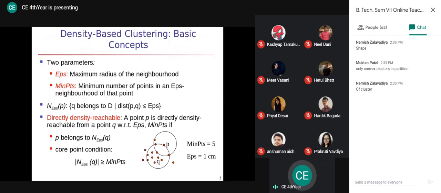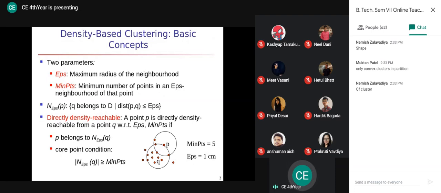With this basic understanding, we have started the discussion of DBSCAN. For that, we have discussed these two parameters, epsilon, that is EPS, and minimum number of points, that is MinPts. EPS and MinPts are the two important inputs that you are supposed to give to your algorithm, which will decide the overall performance. So these two are the hyperparameters.